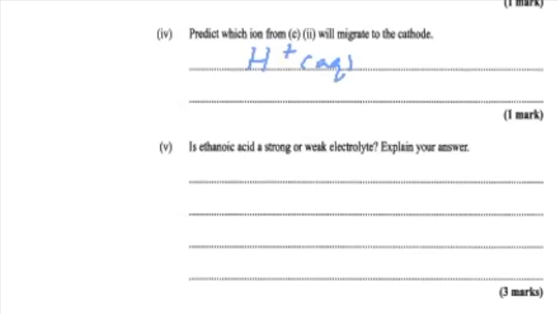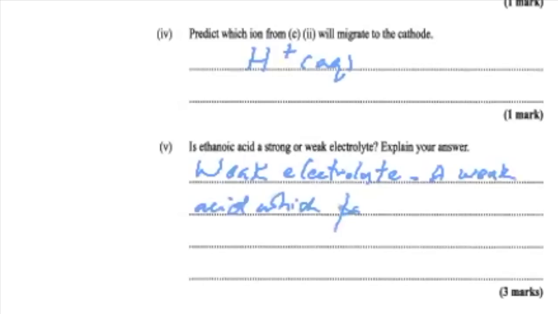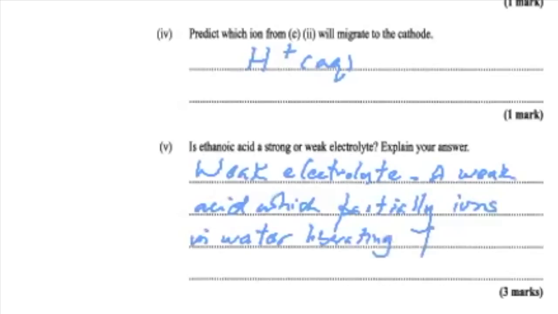Then they're asking, is ethanoic acid a strong or weak electrolyte? So ethanoic acid is a weak electrolyte. And they're asking us to explain our answer. So we'll say it's a weak acid which partially ionizes in water, liberating few ions.